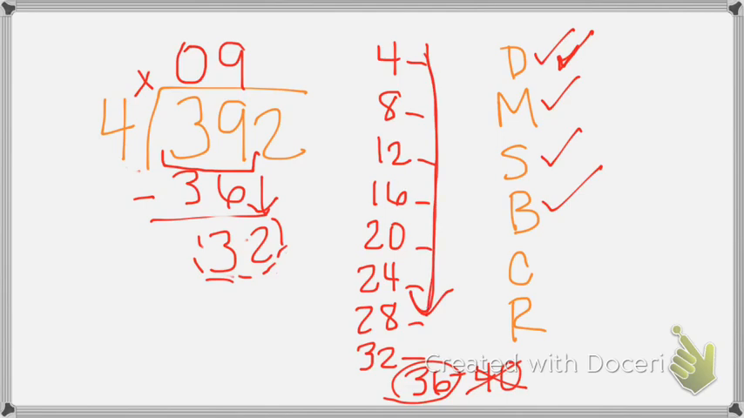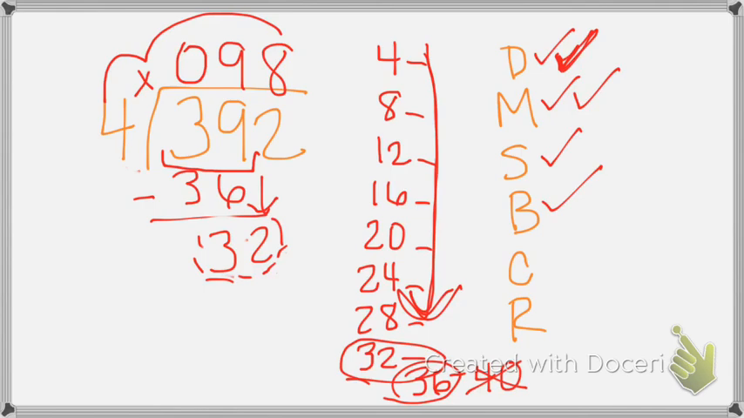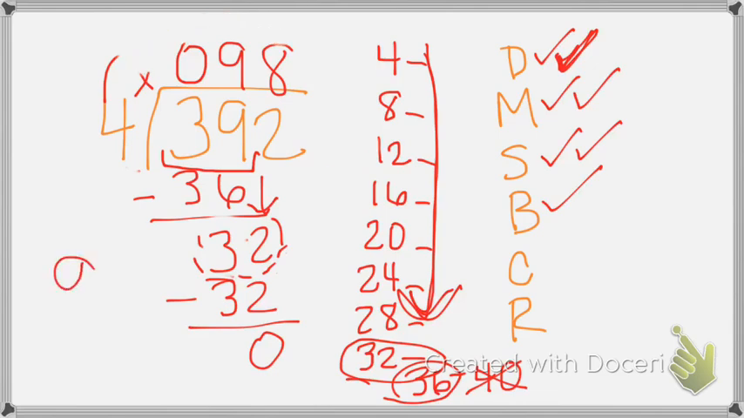So if I look in my list now, 32 is right here. So that's 8 times, that's my divide. Now I multiply. 8 times 4 is 32. Now I subtract. 0. I have nothing left to bring down. So 98 is my quotient here.